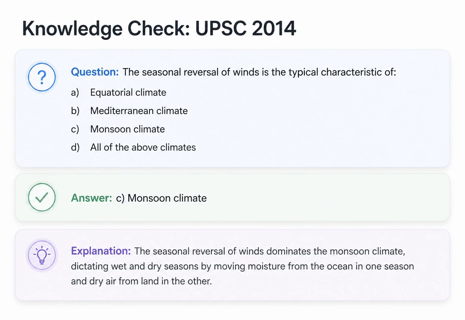Let's look at a question from the 2014 UPSC exam. The seasonal reversal of winds is the typical characteristic of which climate? The options are equatorial, Mediterranean, monsoon, or all of the above. Based on what we just discussed, the answer is clearly C, the monsoon climate. This seasonal reversal is the defining feature of the monsoon, dictating the stark contrast between the wet and dry seasons.